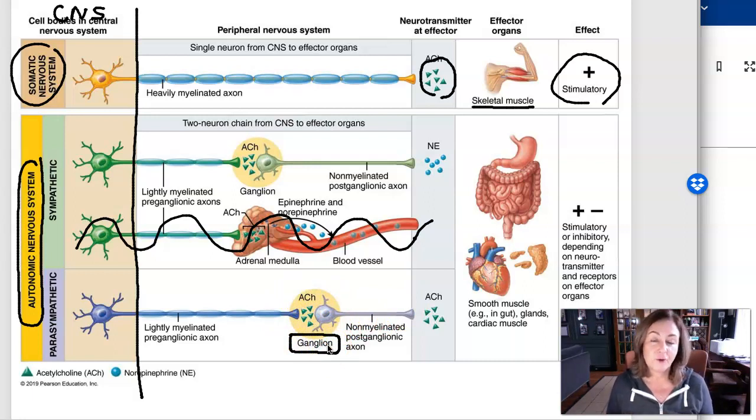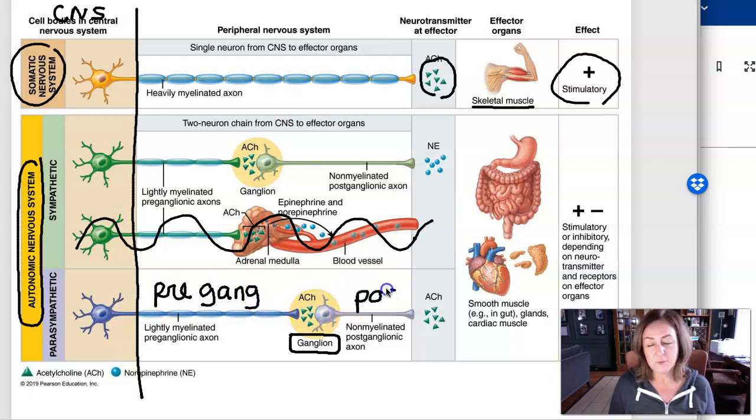Because of that, the terminology is a little bit different. We would call this first neuron the preganglionic neuron instead of presynaptic, although it is presynaptic. And the second neuron, instead of postsynaptic, we say postganglionic. Those are the terms I'm using in the notes, so I wanted to make sure that makes sense to everyone. Where our first neuron in the path synapses, it's going to be in a ganglion, so the first neuron is preganglionic and the second neuron is postganglionic.